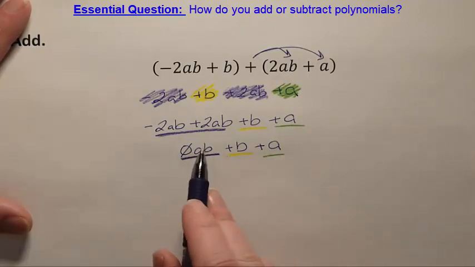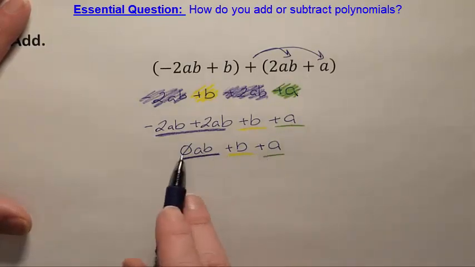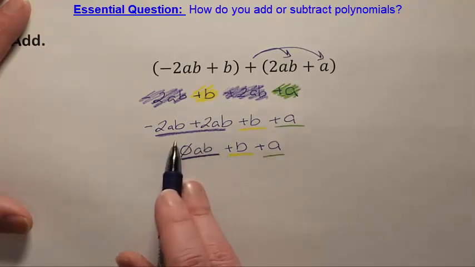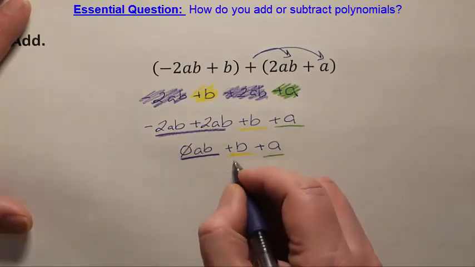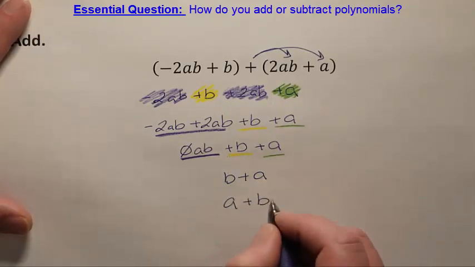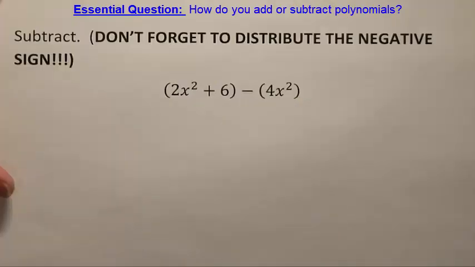Now, in theory, we've simplified every color down to 1 term, but what do I really have if I have 0 ab's? If I have 0 ab's, I don't have anything here. So all I have left is my b plus a, but this is not in alphabetical order. So I need to have it in a plus b, and then I am done.